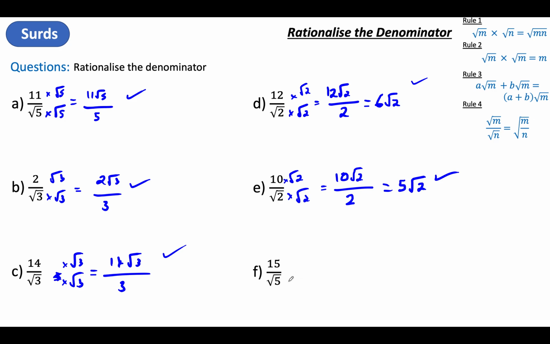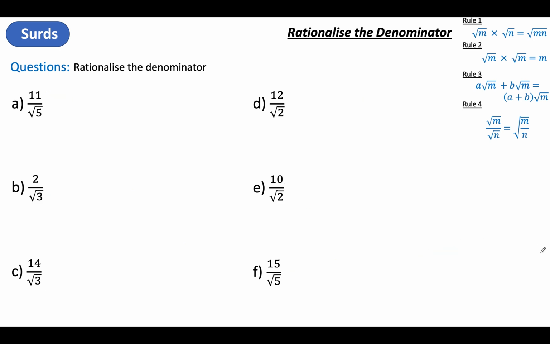And lastly, we're going to times this one top and bottom by root 5. We've got 15 lots of root 5. And root 5 times root 5 is 5. Oh, look, we can divide this as well, because 15 will divide by 5 to give 3 lots of root 5. Right, well done if you got those right.